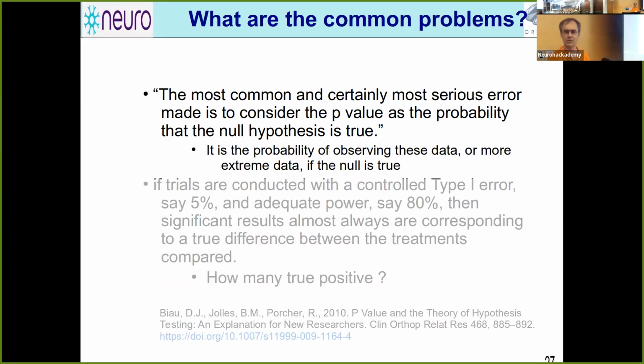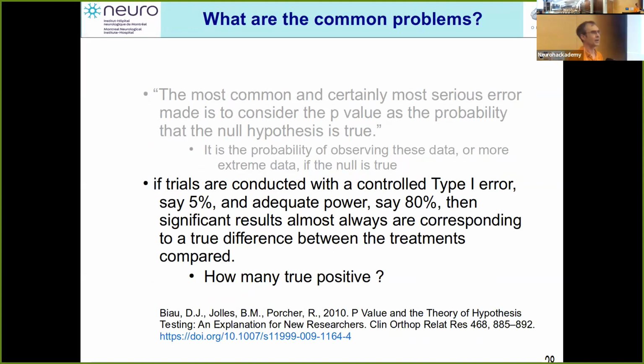So the most common and serious error is to consider the p-value as the probability that the null is true. That's a classic misunderstanding. And there's another thing which I think is kind of fun to actually go through once.